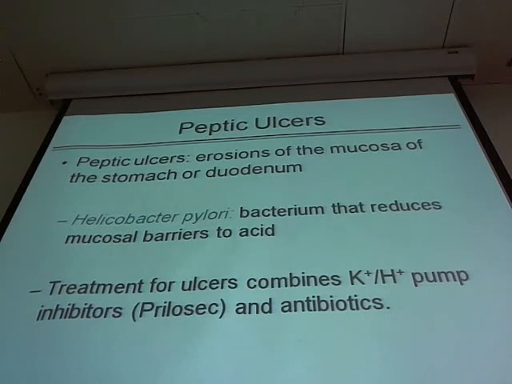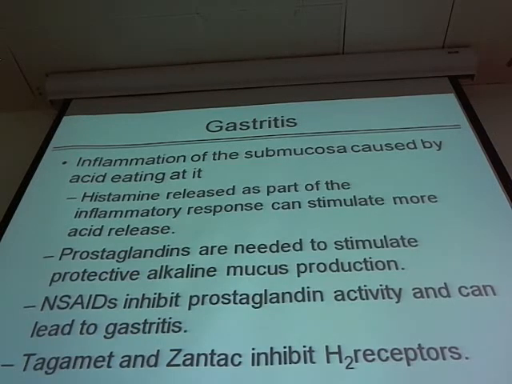Prilosec and antibiotics. Antibiotics kill the H. pylori. Prilosec decreases the amount of hydrogen that's pumped into the stomach. Proton pump inhibitors. Okay? Well, Prilosec or Pepcid, I don't know, same thing. Inflammation of the submucosa caused by acid and histamine release. Prostaglandins are needed to stimulate the alkaline mucus. That's what your NSAIDs attack.